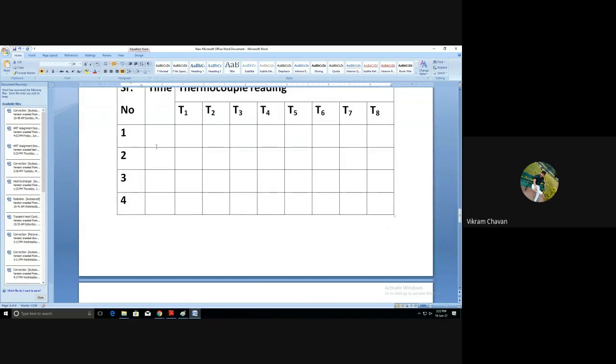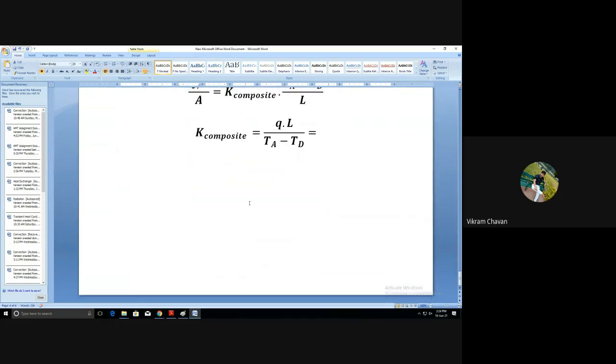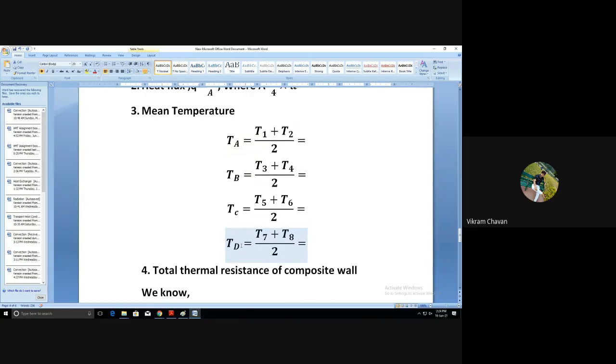Mean temperature means the average of T1 and T2, T1 plus T2 divided by 2, will be considered as TA. Average of T3 and T4 will be considered as TB. Average of T5 and T6 will be considered as TC, and the average of T7 and T8 will be considered as TD. So that will provide you the 4 temperatures: TA, TB, TC, TD.